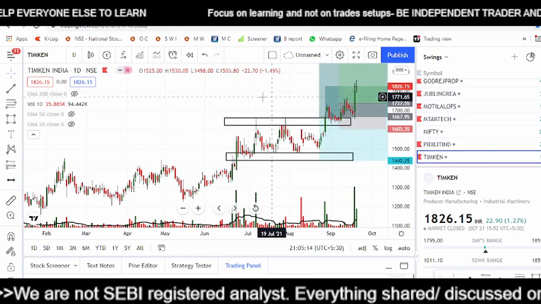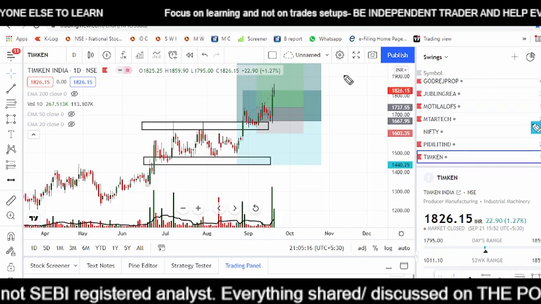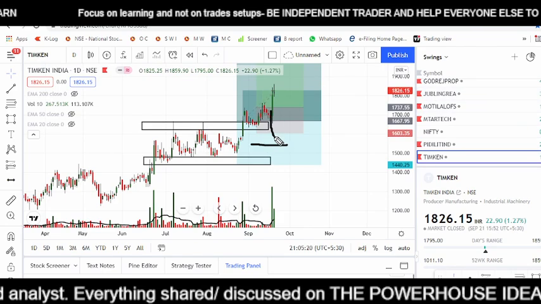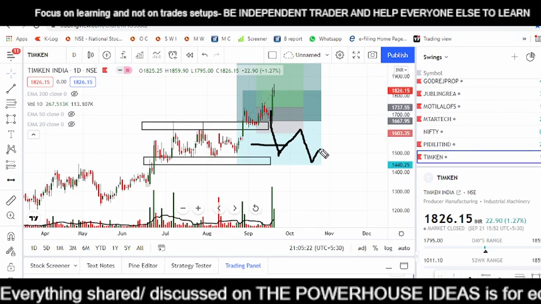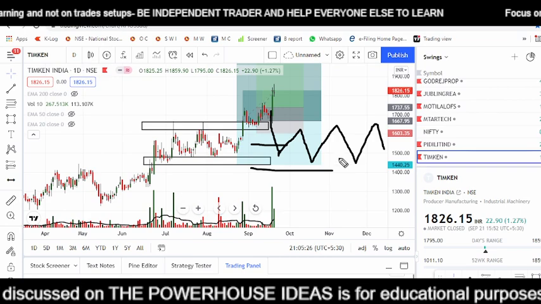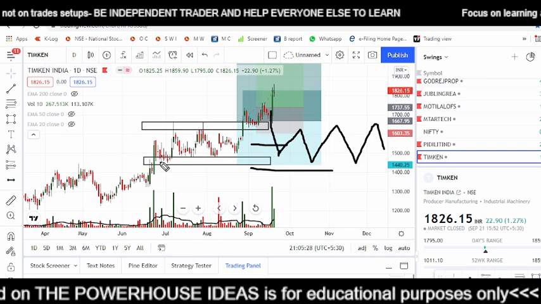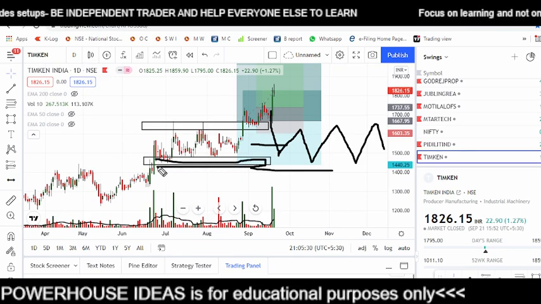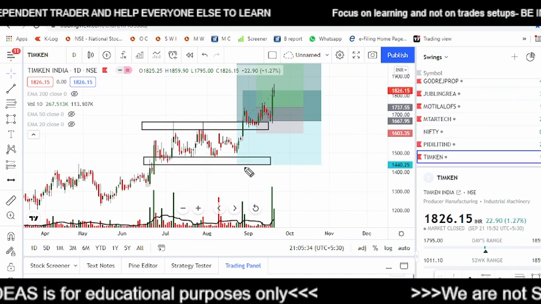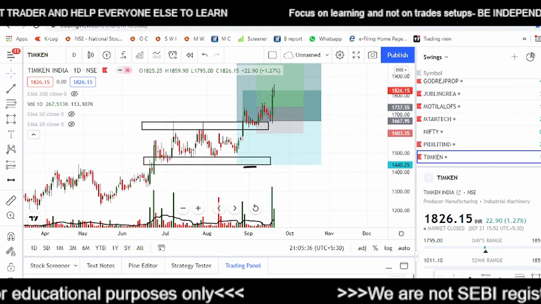Now the question is, where shall be the stop loss? Stop loss can be at two places. One is within the range, because if the stock gets back into the range, then we need to exit, as it can stay in the range for a longer period. The other is below the range, which will be a much safer stop loss because the stock has not been able to break below this area. So if we keep a stop loss below this area, it will be a safer stop loss.